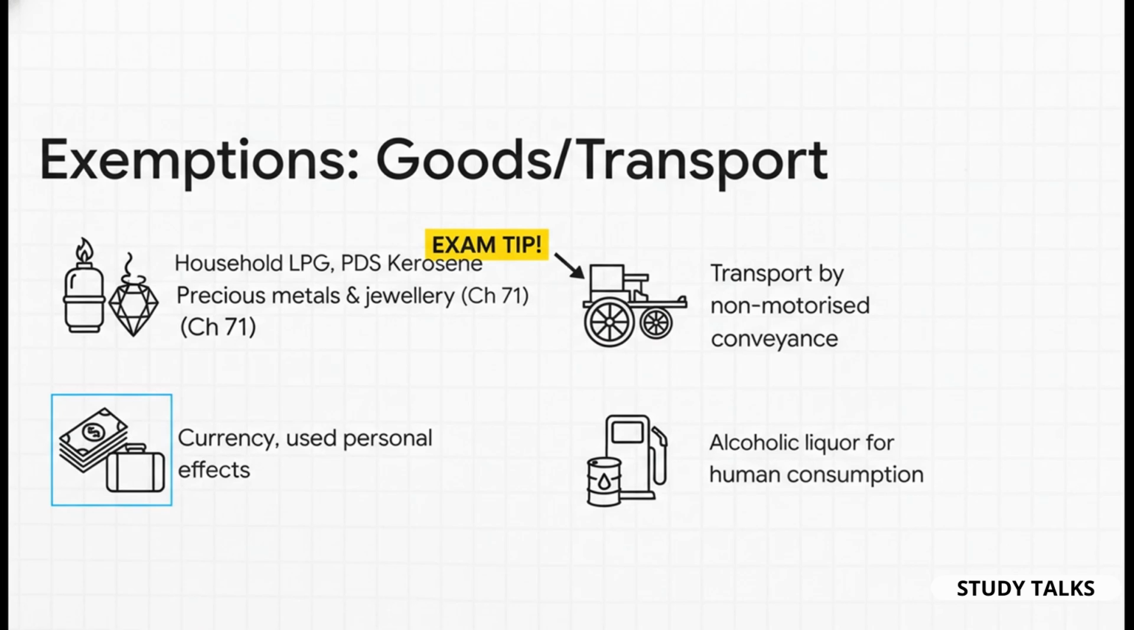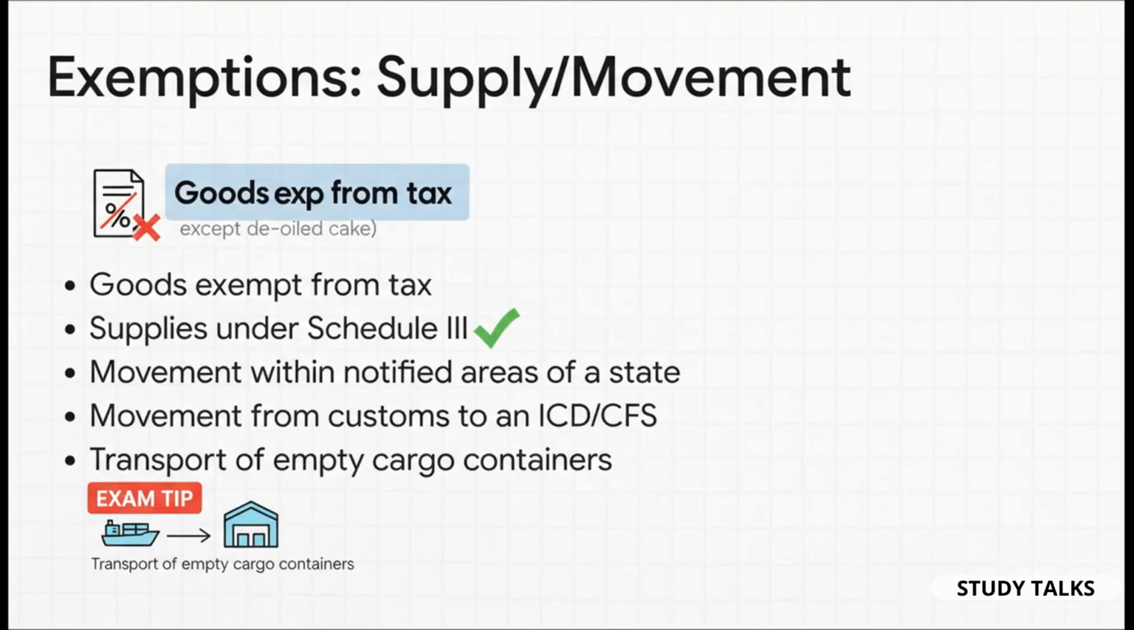Also, used personal items. And here's a totally logical one. If you're moving goods on, say, a bullock cart, basically any non-motorized vehicle, you don't need an e-way bill. And finally, things that are outside the scope of GST anyway, like alcoholic liquor and certain petroleum products, are also on this list. The list keeps going, this time based on the type of supply or movement. So, if the goods themselves are exempt from GST, you generally don't need an e-way bill. But there's this one weird exception to remember: de-oiled cake.